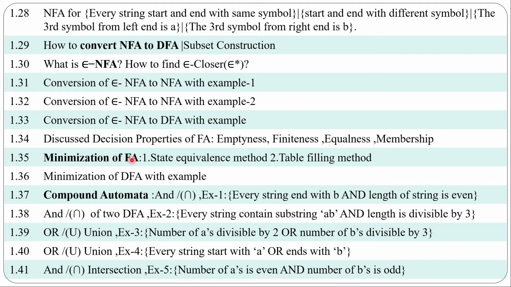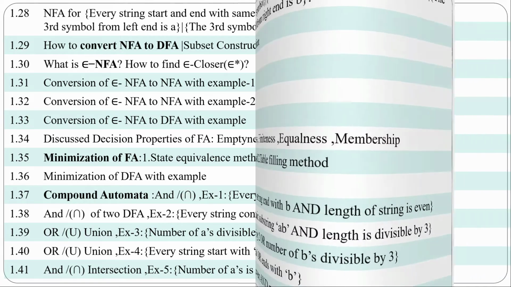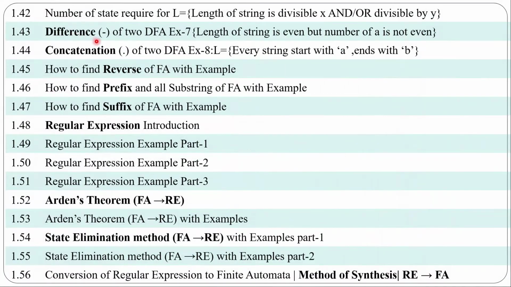Then minimization of FA. There I discussed two methods: one is state equivalence, one is the table filling method. Chapter 1.37 is compound automata. There I discussed how to design finite automata for intersection or AND, then OR or union, then for difference, concatenation, reverse, and how to find prefix and suffix.